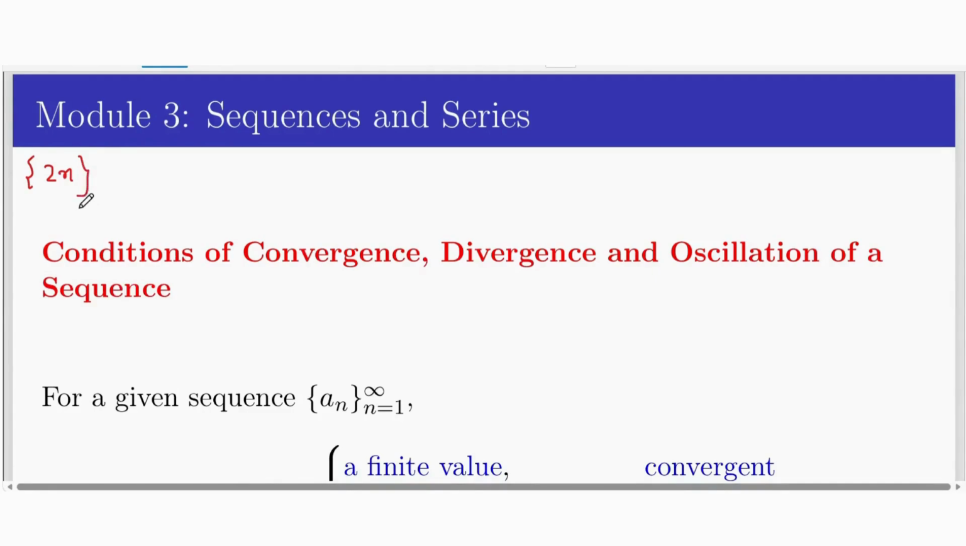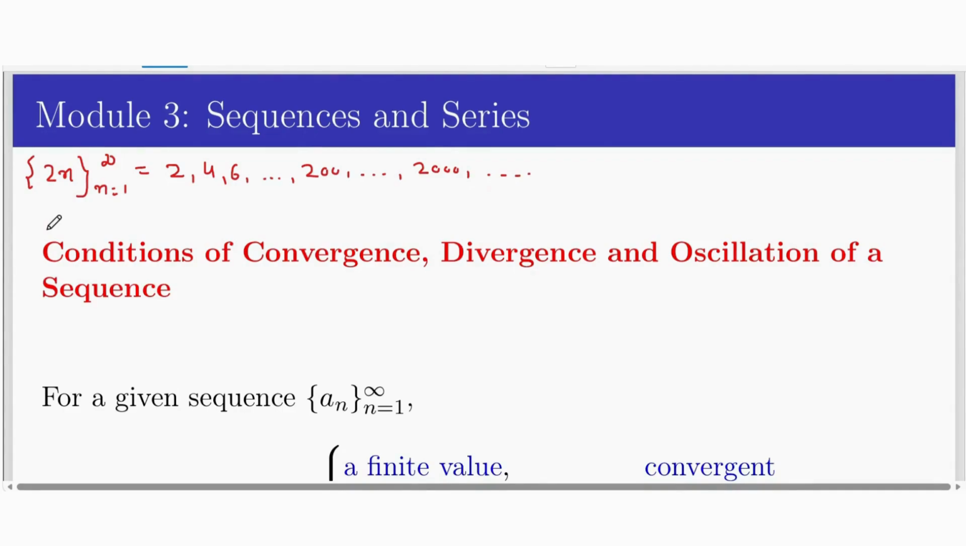So how to write it? In curly brackets, write 2n, n is 1 to infinity. Now here, how to get the elements of this sequence? Put n equal to 1, 2, 3 in this sequence. First put n equal to 1, so we get 2. n equal to 2, we get 4. n equal to 3, we get 6. For n equal to 100, we get 200. For n equal to 1000, we get 2000, and so on.